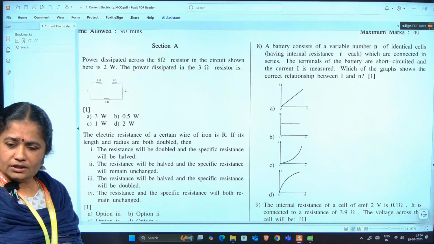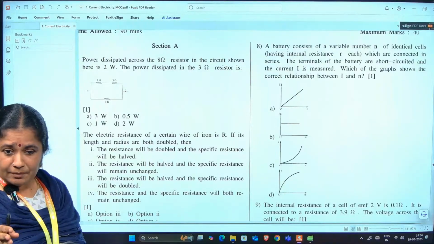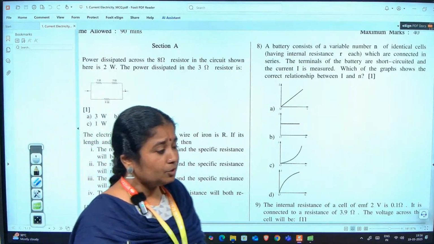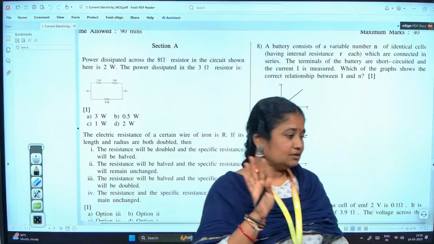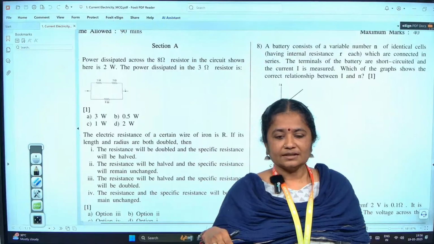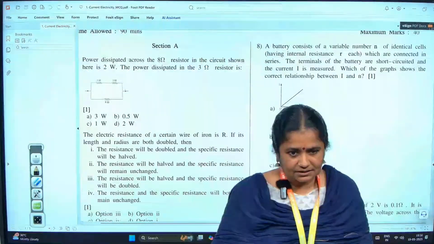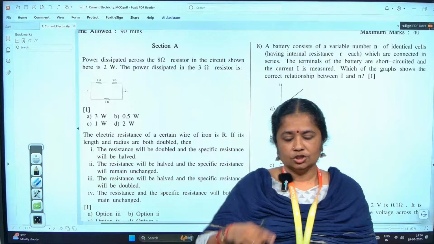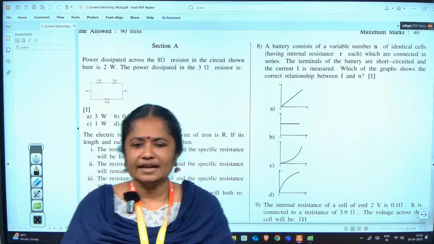That is the shortest path that can be given. Current will always follow the shortest path available to it. If one path has 8 ohms resistance and another has only 2 ohms, current will naturally flow through the 2 ohm resistance, a higher amount of current. In a short circuit, that is the shortest path that can pass through it.